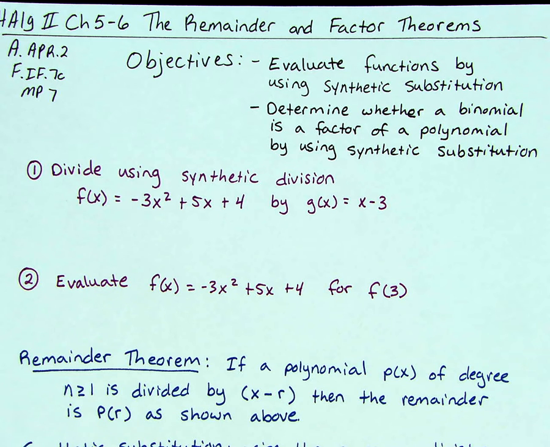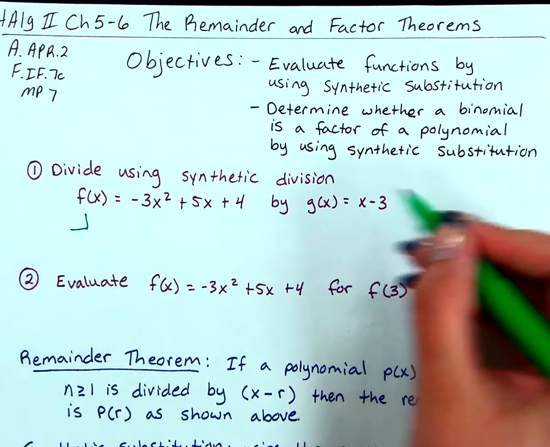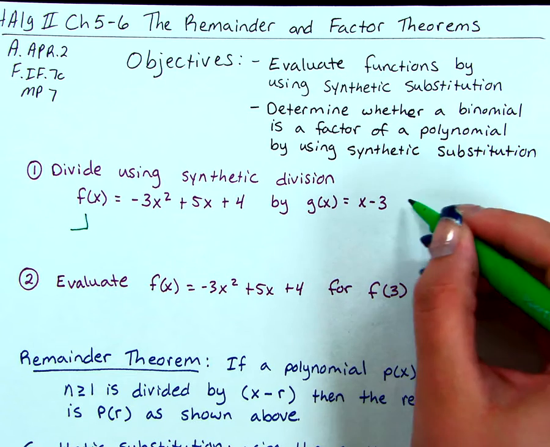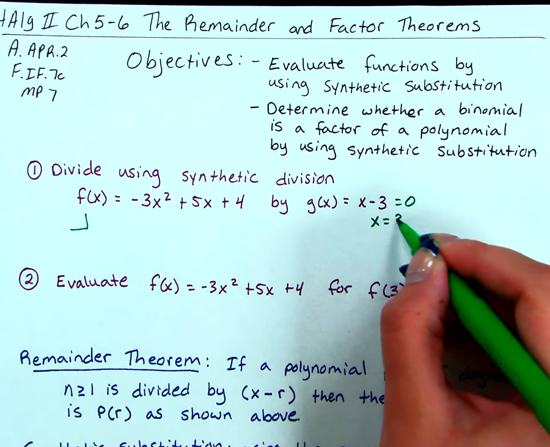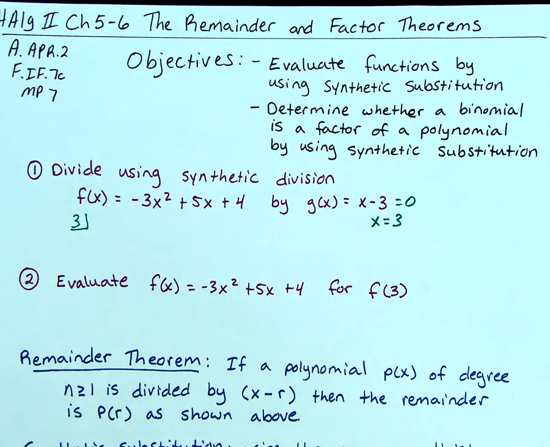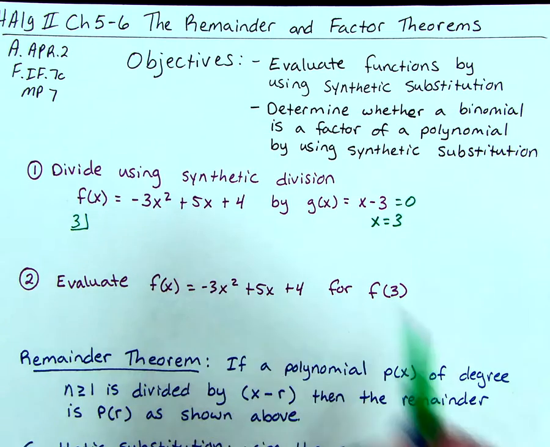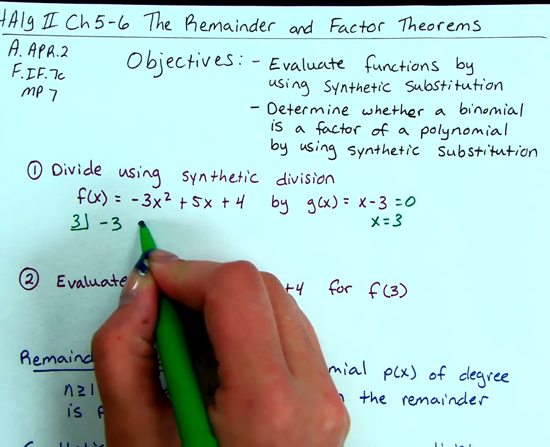So problem 1, it says divide using synthetic division. This is a review from an earlier section in this chapter. Remember, if we're going to use synthetic division in our little half box, we need the 0. So whatever we are dividing by, we set equal to 0 and then get the x by itself. So we would add the 3 to get positive 3. The 3 is what goes in the box. And then we are just writing out the coefficients. And remember, if a coefficient or a term is missing, then we need a 0 placeholder. For this one, we don't need to worry about that. So we're going to use -3, 5, and 4.